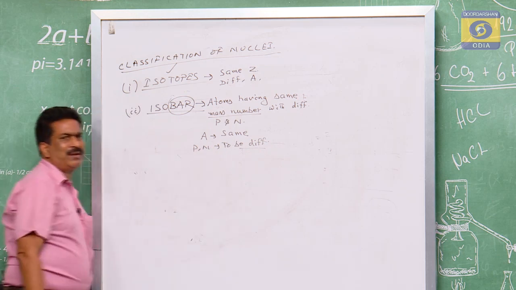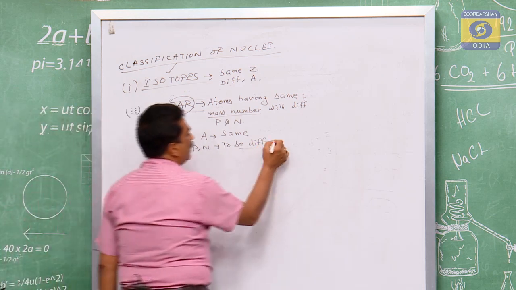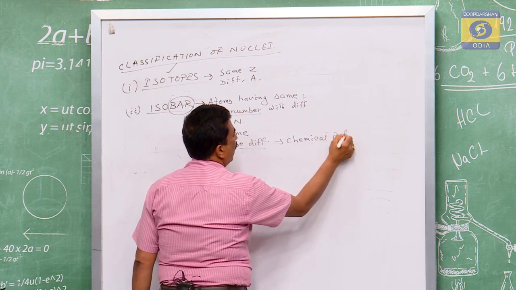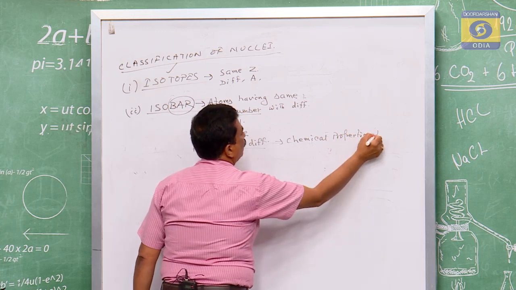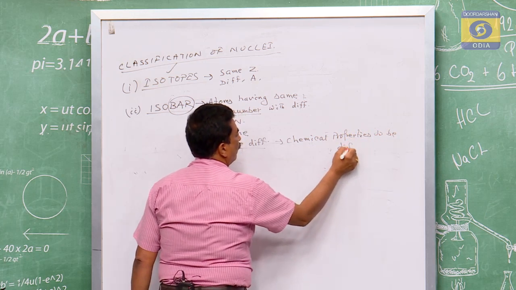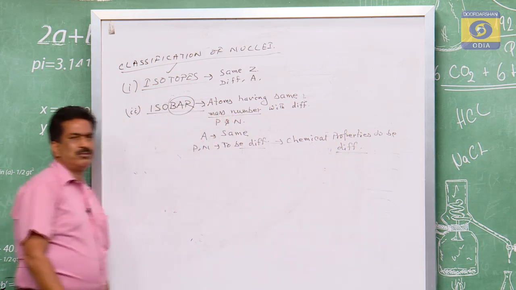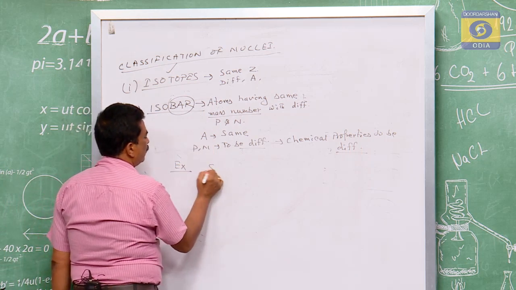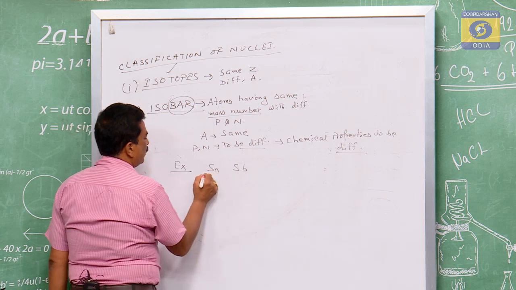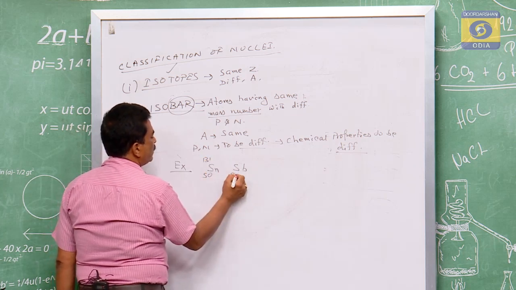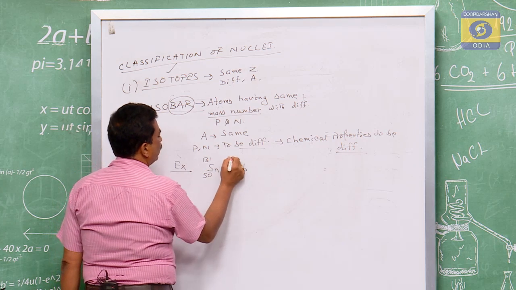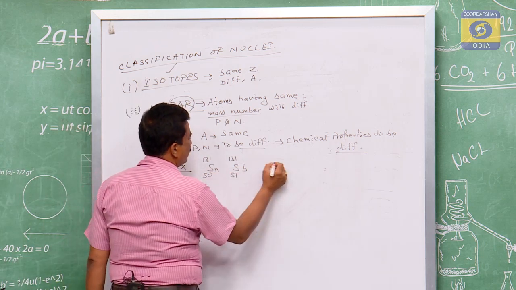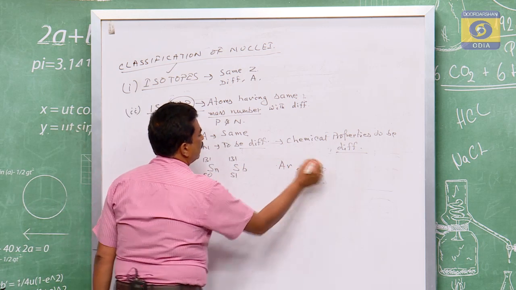So, when the P and the N, meaning protons and neutrons, are different, then its chemical properties are to be different. What will be the example? Suppose Sn with 51, 131, and Sb with 131. So, this is Sn and Sb.